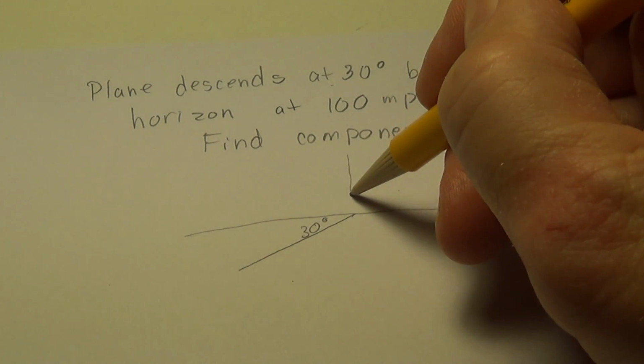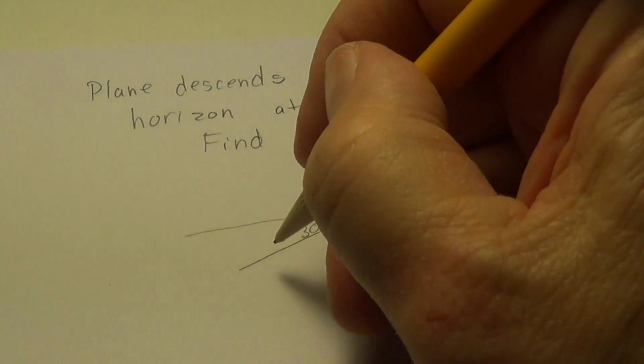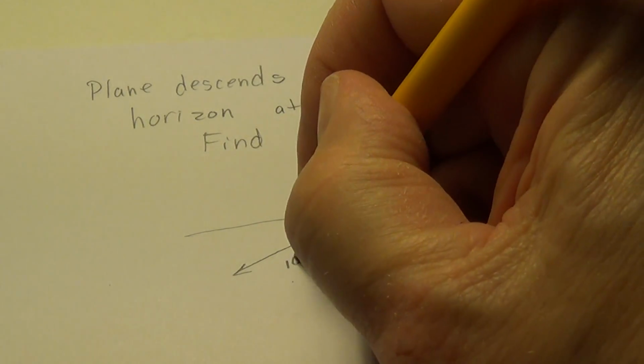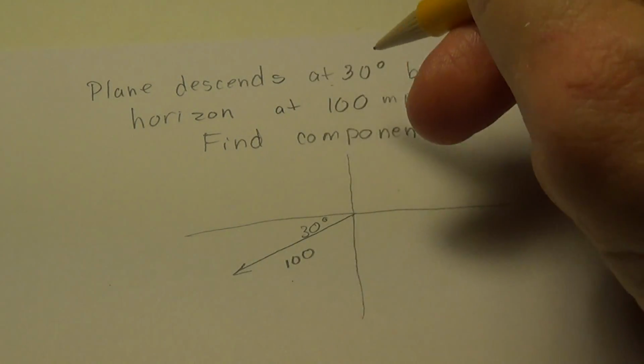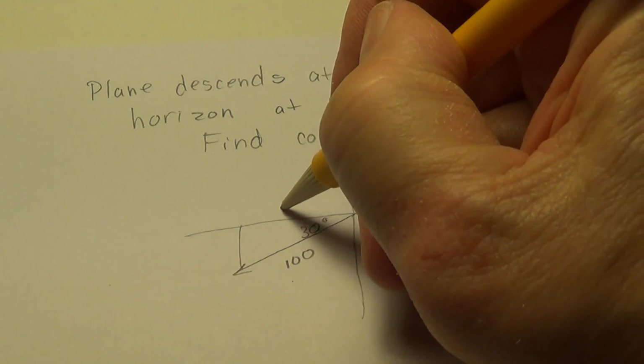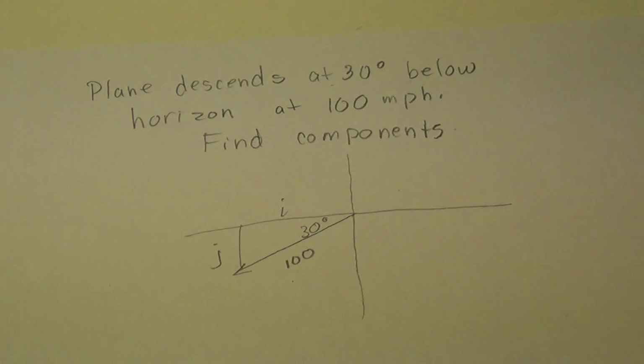And I'll think of it as being on the coordinate plane. And the plane is going at 100. So that's the vector magnitude right there. So I am asked to find the components. So I want the I part and the j part.